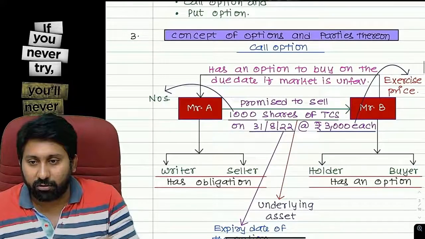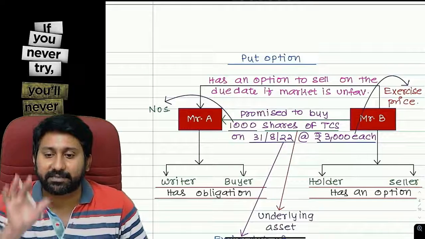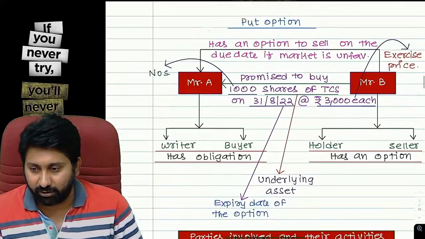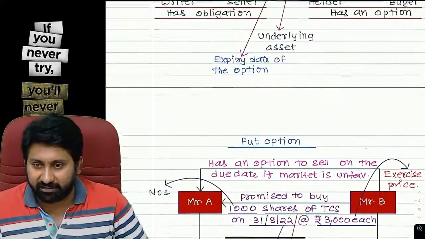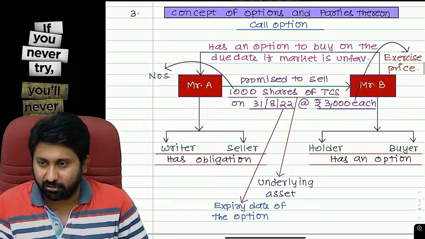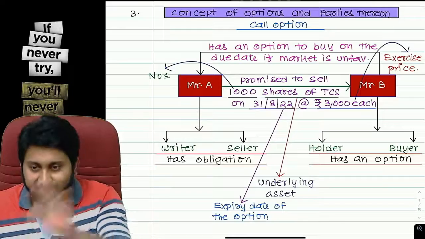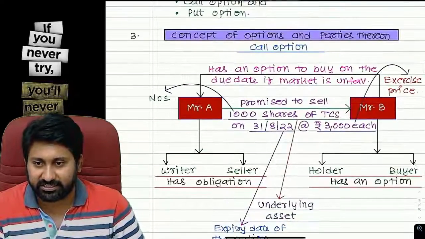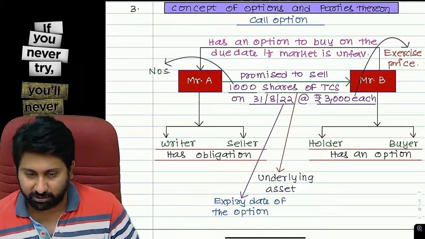So call option and put option work like this. One person only has the obligation, and the other person has a beautiful option. He doesn't have any obligation. The parties involved in their activities, I will discuss later, once we complete this part of writing. So you write this put option, just interchange this, the same concept converse. First copy this down.